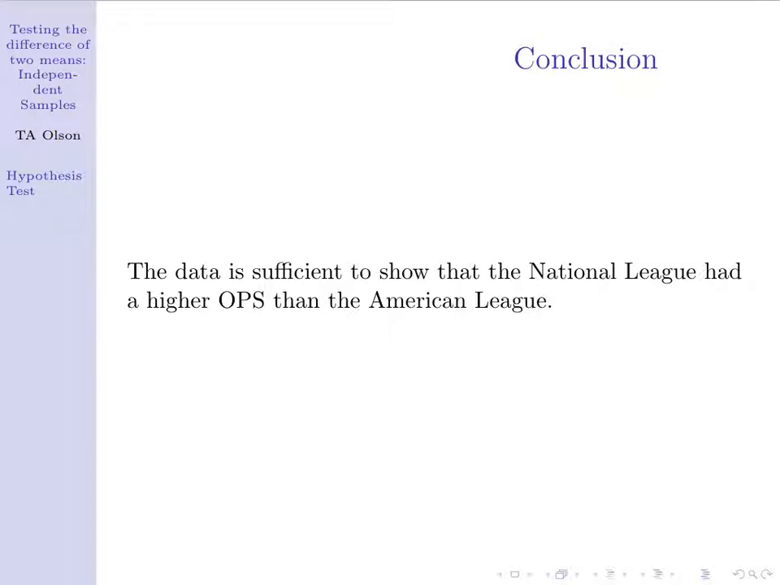So we have an upcoming video next about how to calculate what this difference is. And otherwise, we'll see you in class.